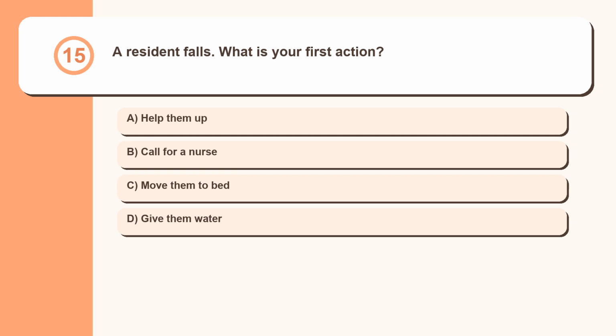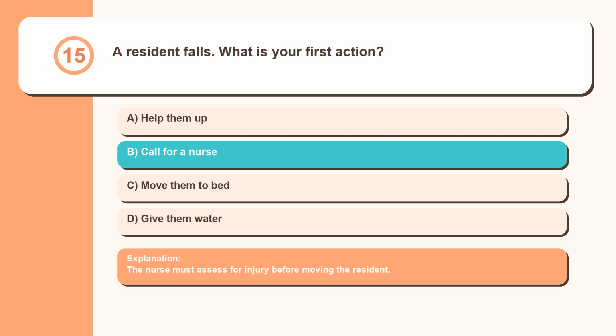Question 15. A resident falls. What is your first action? Help them up. Call for a nurse. Move them to bed. Give them water. The nurse must assess for injury before moving the resident.